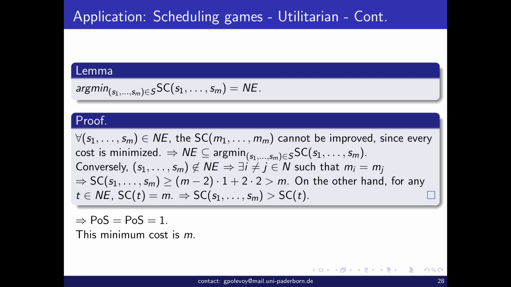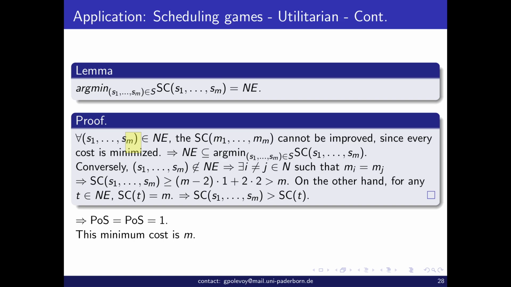The proof is quite simple. For any Nash equilibrium, the social cost cannot be improved because every cost is minimized, and therefore the sum is minimized. So the set of Nash equilibria is a subset of the profiles which minimize the social cost.